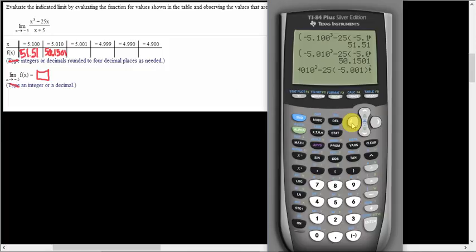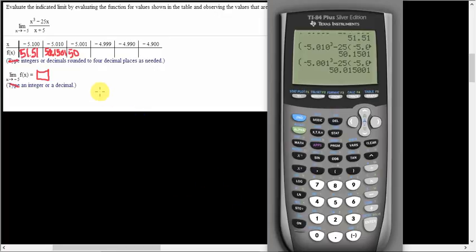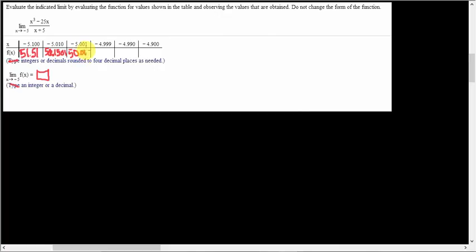Let me go use the computer. 0, 1, just to make sure. Alright, and I got 50. Let's see, 0 1 5 0, since it says 4 places. And you can tell they're getting smaller, which they should.